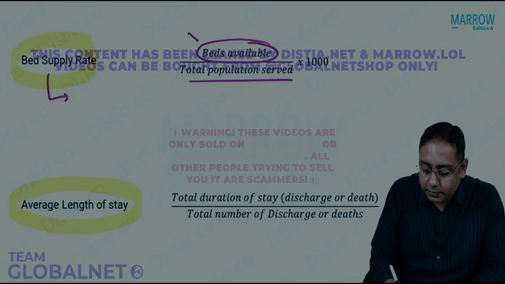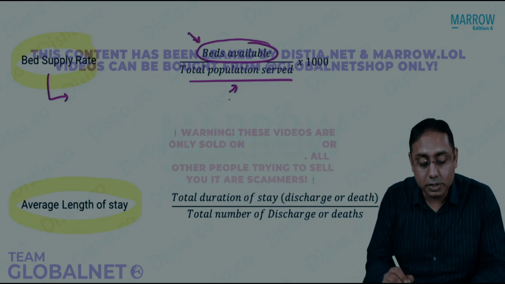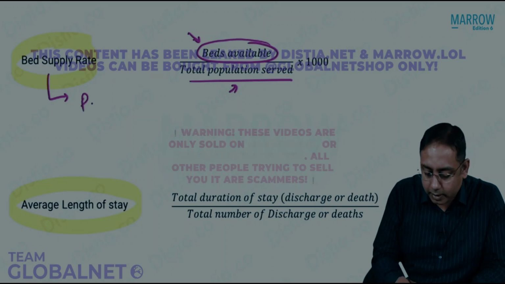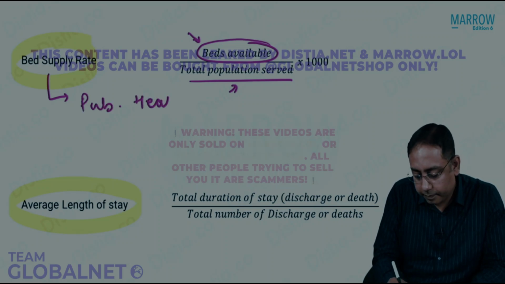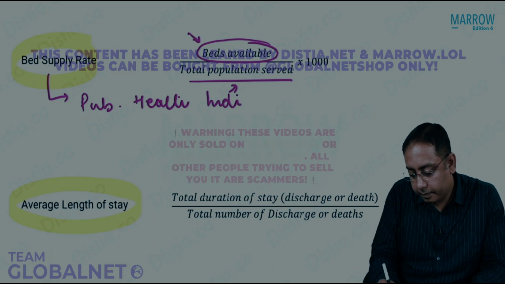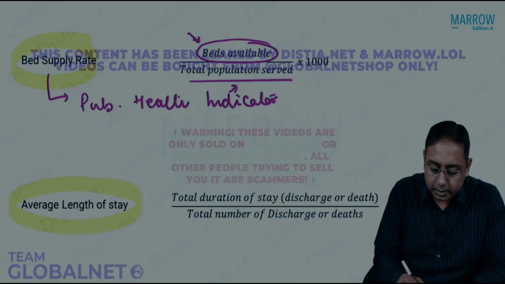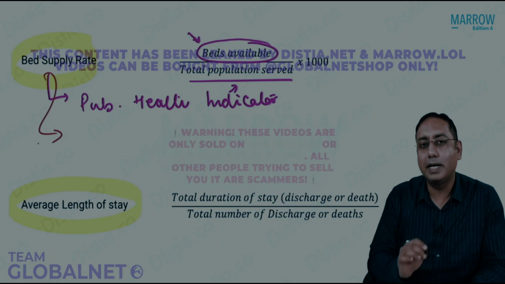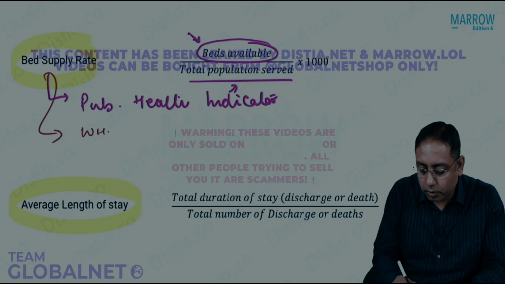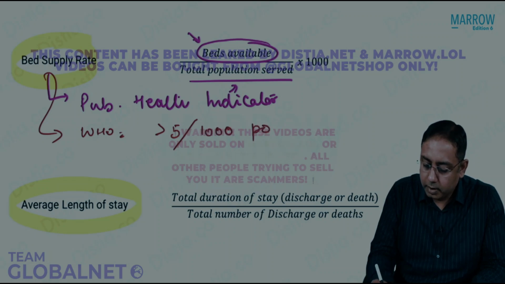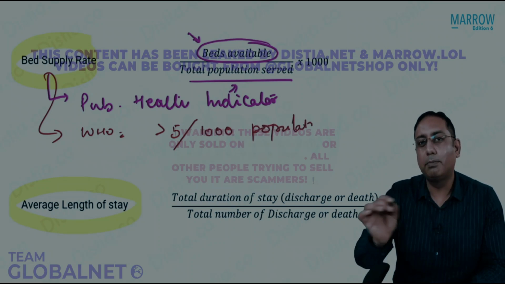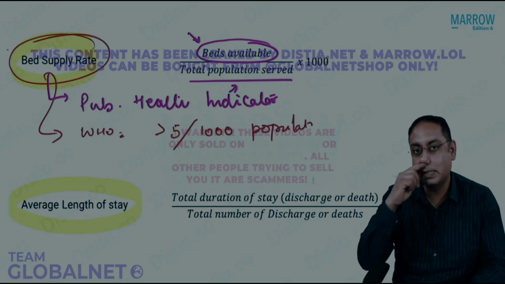It is the total beds which are available divided by the population served. It is a public health indicator. Usually it is said that the bed supply rate, as per the WHO norms, should be more than 5 beds per 1,000 population. So you can say the bed population ratio is what the bed supply rate is.